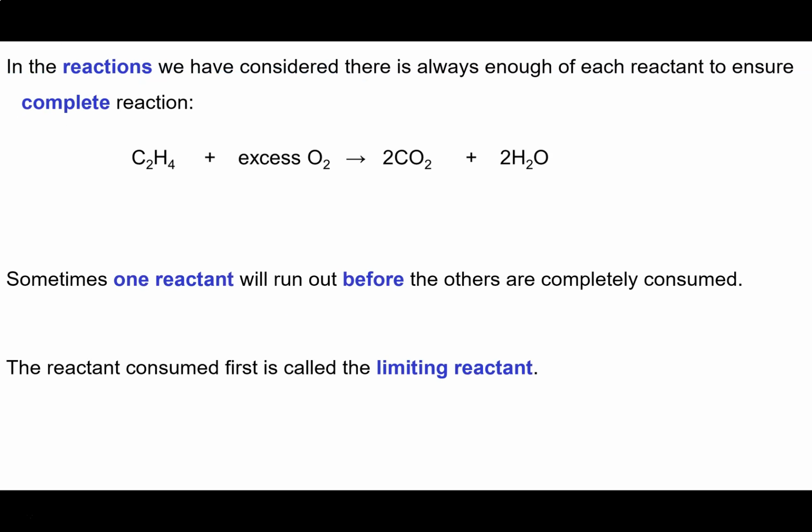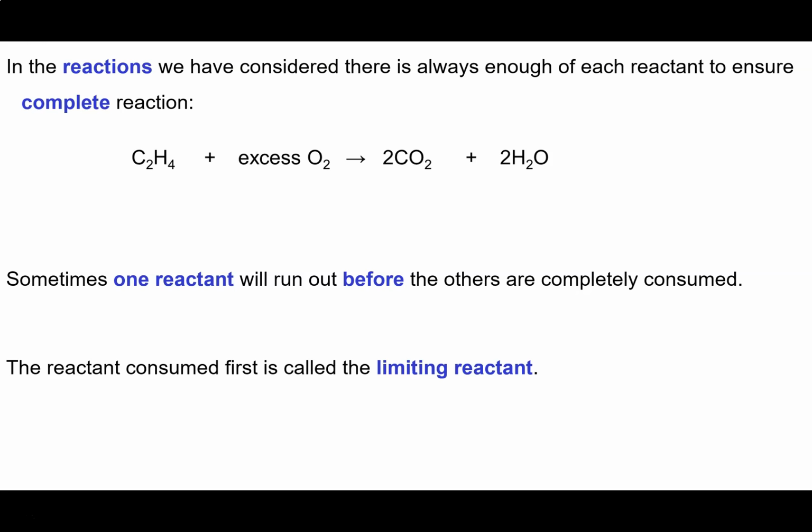So everything we've looked at so far, we've always thought that there would be enough of both reactants to enable complete reaction. That is, at the end of the reaction, there won't be any of the reactants left over. All of the reactants will be completely exhausted. But more commonly, what we'll see is that one reactant will be used up before the others. And the reactant that runs out first will cause the reaction to stop. And it's called the limiting reactant, because once that guy runs out, it's game over.